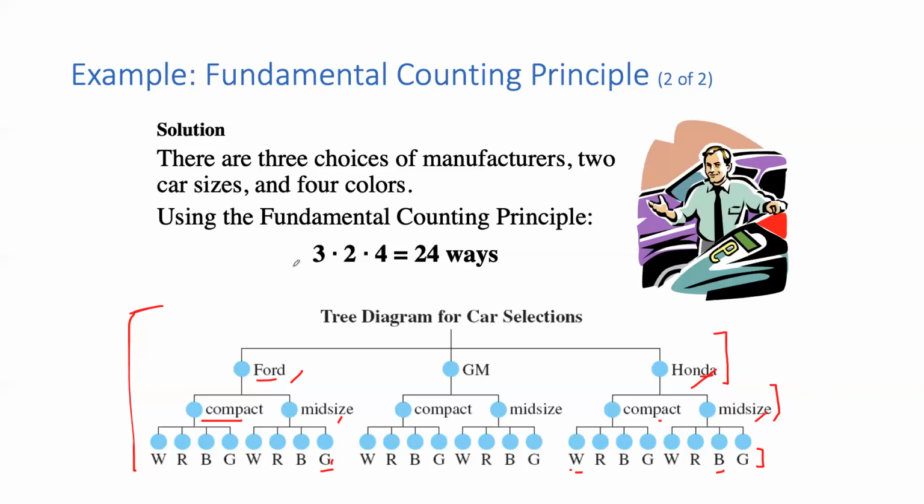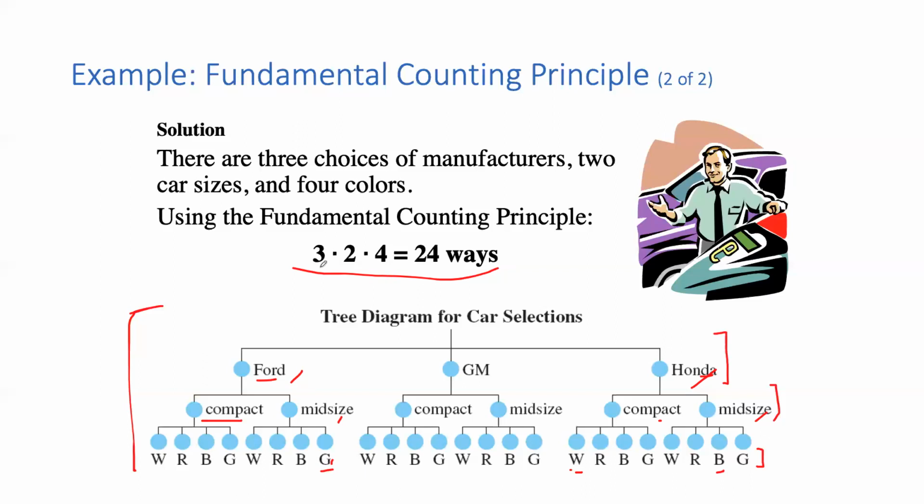The easier way to get around it is to just use the fundamental counting principle, right? The fundamental counting principle says that you need to do three things in sequence. You need to first choose a manufacturer. Second, you need to choose a size. And third, you need to choose a color for the car.